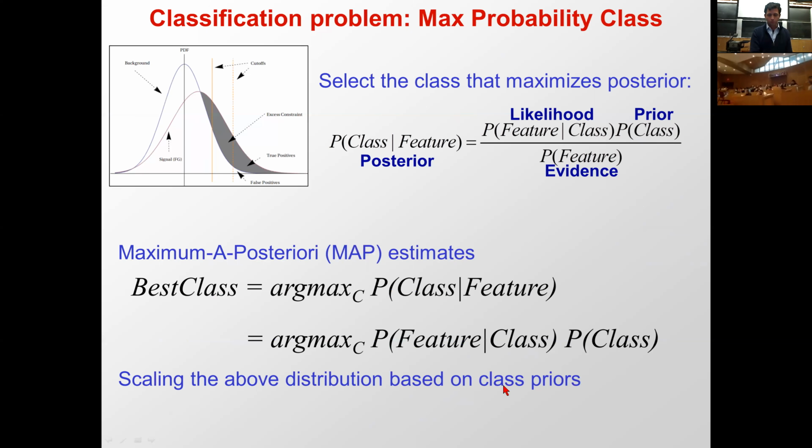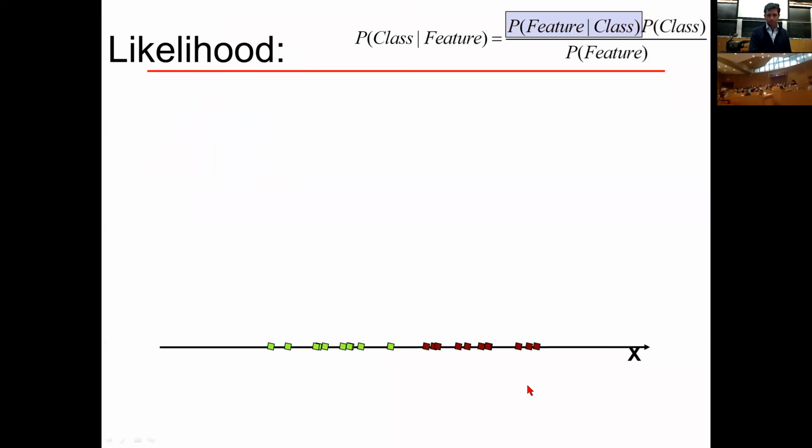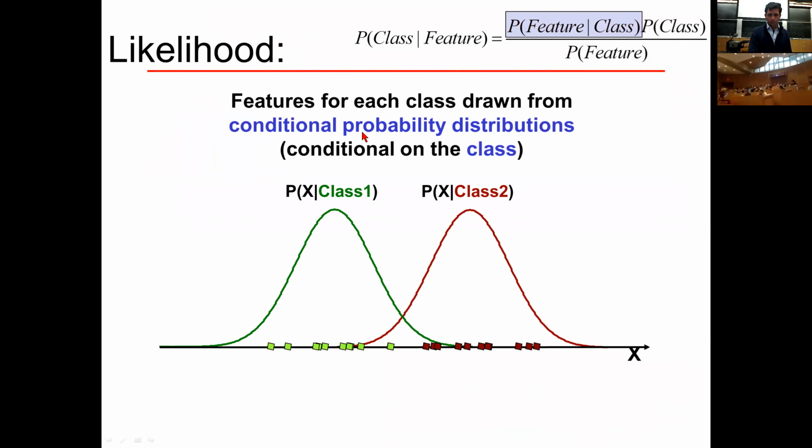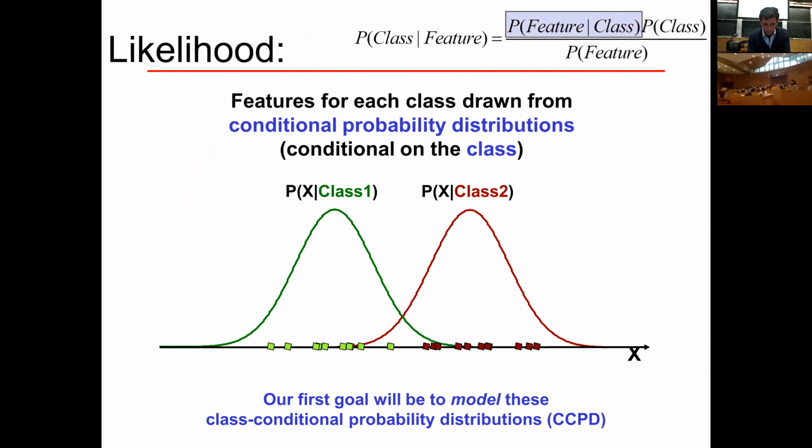So, scaling the above distributions based on the class priors. You basically have a set of features for each class that are drawn from the conditional probability distributions. Here's the underlying model that we never observed. What we observe are the observations, the green and the red points that are sampled from these classes. And then we can model the class conditional probability distribution using our observations.